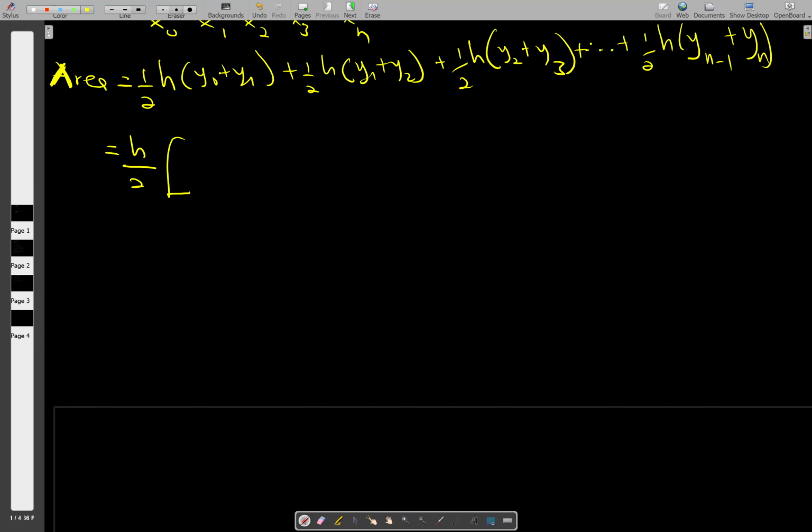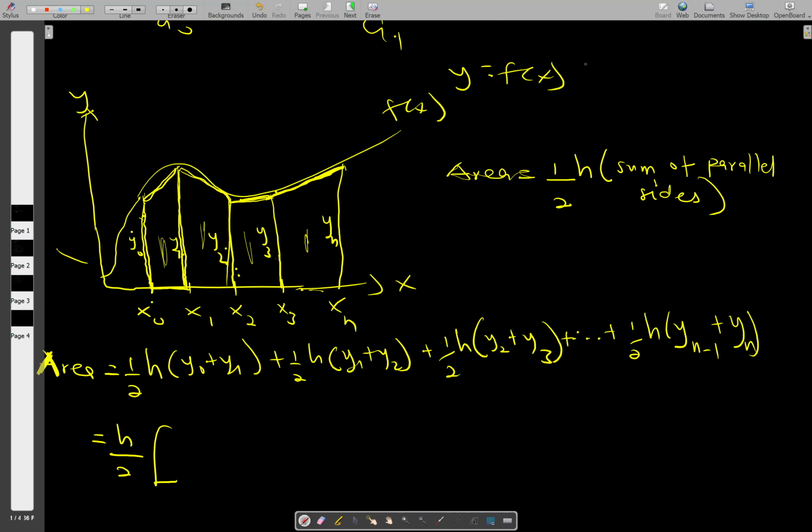Then why not? We stated that our y is just like what? f of x. It means that yn is the same as f of xn. Okay, and this means that our y0 is f of what? x0. Okay, so we have f of x0 plus f of x1.